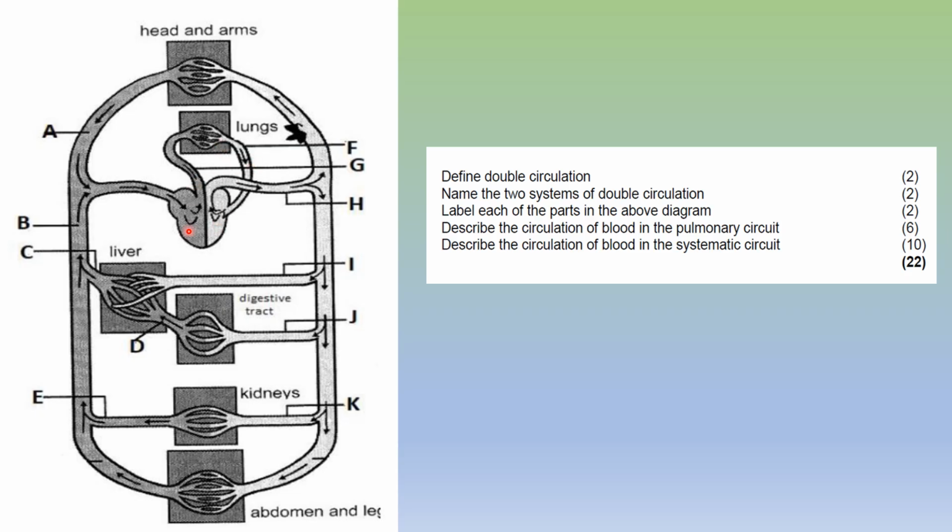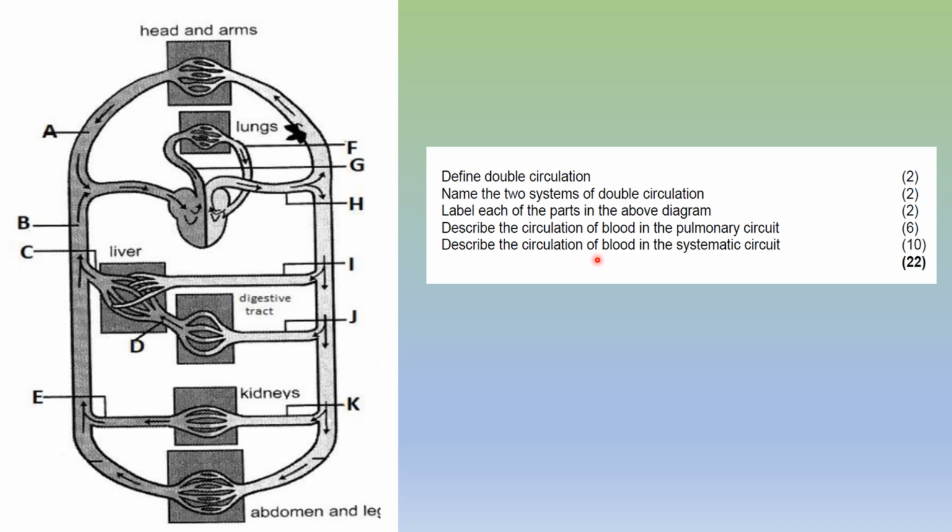G is the pulmonary artery. It's going away from the heart towards the lungs. H is the aorta. I, hepatic artery. J, mesenteric artery. And K, the renal arteries. So remember, once again, arteries carry blood away from the heart. Veins carry blood towards the heart.